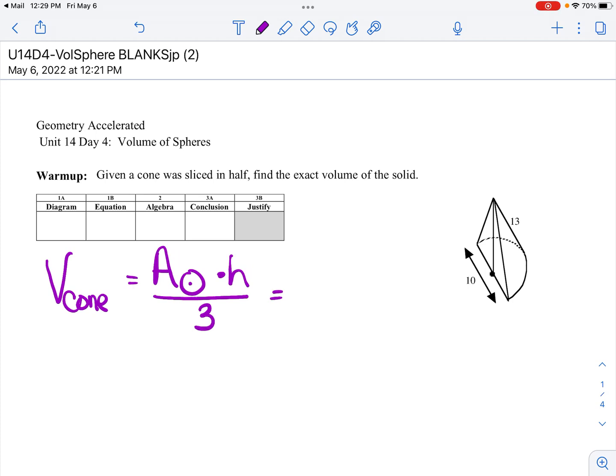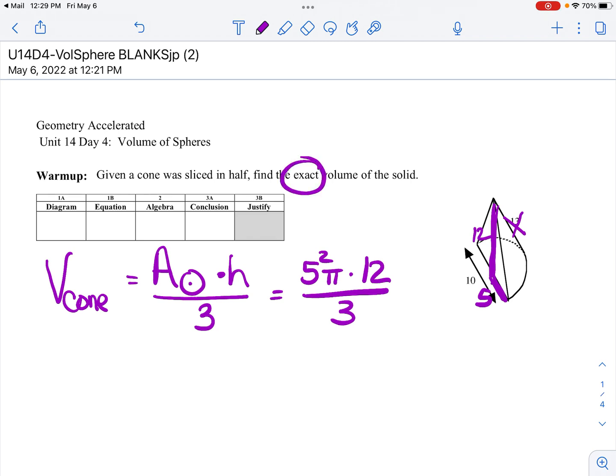I need to find my quantities. My radius would be 5 because my diameter is 10. So I have 5 squared pi. My inside height is this right here. It is not my slant height. That's actually a triple. And divide by 3.